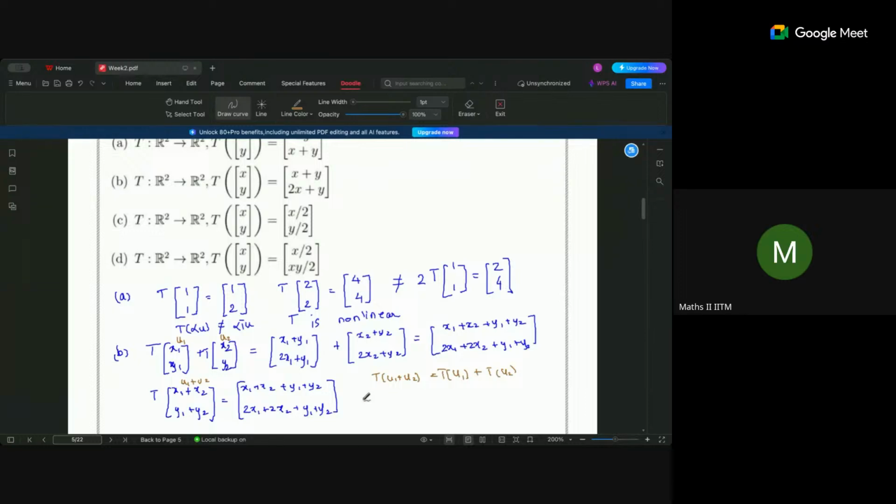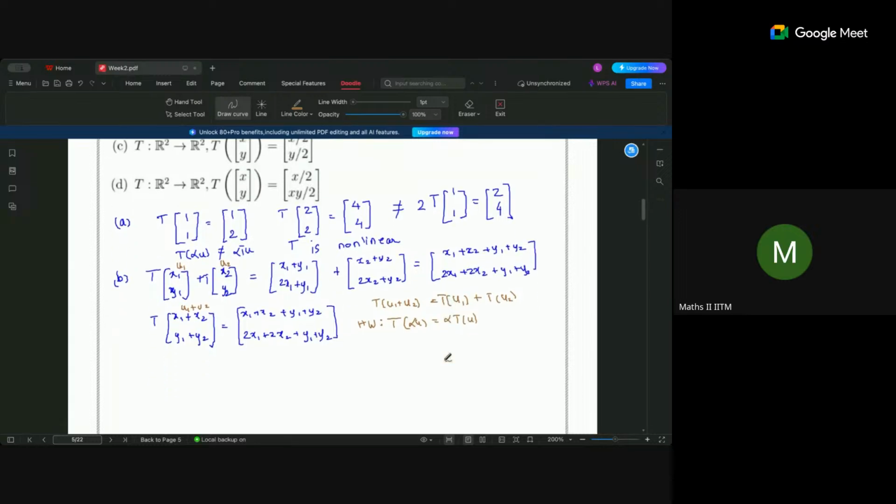So here I'm going to give the other part as homework: T of alpha u is equal to alpha times T of u. You must try it for yourself. Okay. So this is a very simple one. And the same we are going to do for C also. For C, I am going to give the first part, additivity, as homework, and I will do the scalar multiplication here. So that I have done one additivity and one scalar multiplication in class.